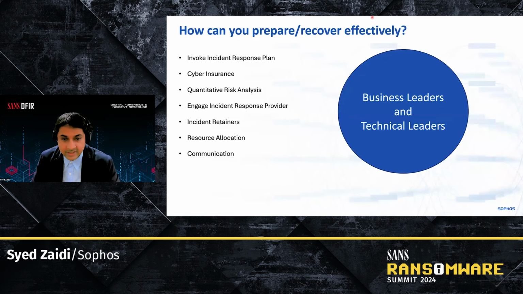For example, you invoke your plan and you speak with your cyber insurance. You have to have cyber insurance, because it will help you to minimize your cost of recovery as well as several other costs. You have to engage the incident response provider. Why? Because you have failed to identify the attack, and that's why you are doing the incident response.